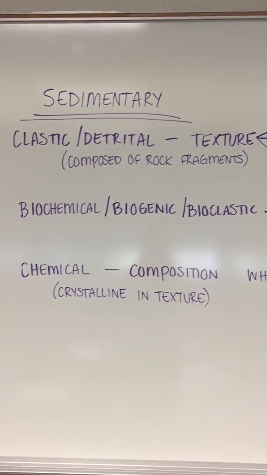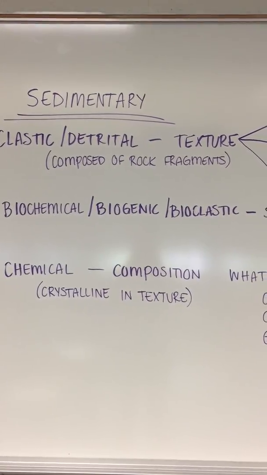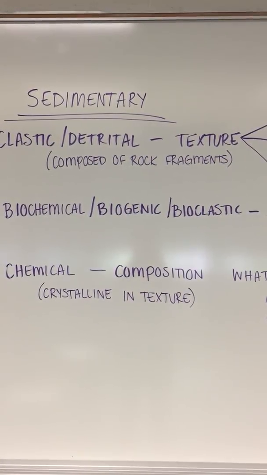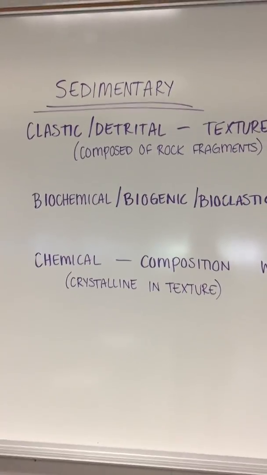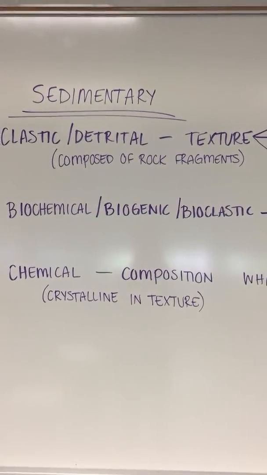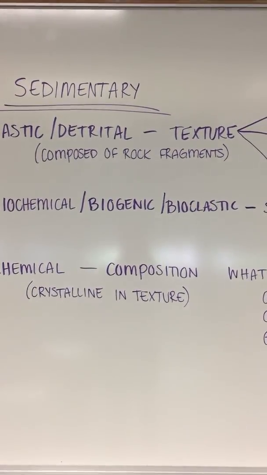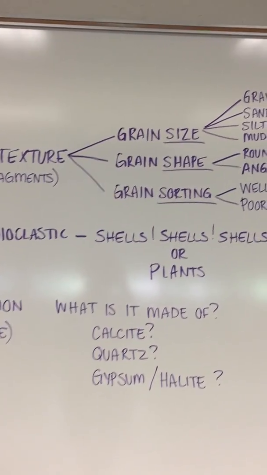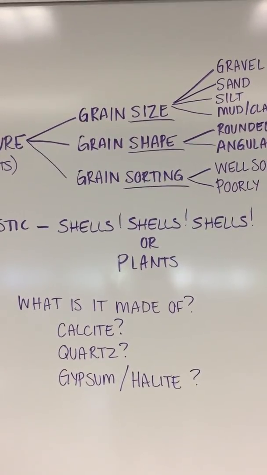When it comes to clastic or detrital sedimentary rocks, because those rocks are composed of weathered pieces of other rocks, they're fragments, they're bits and pieces, detritus, you're not really looking at the composition, you're looking more at the texture. Obviously the composition is just going to be rock fragments. So for the texture, we look at the grains that make up that clastic rock.